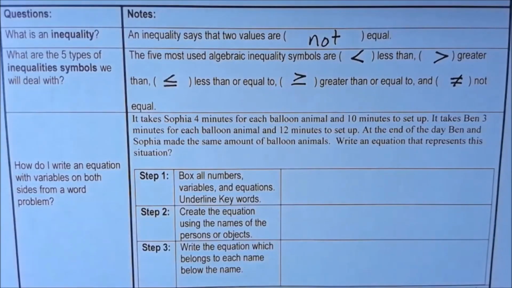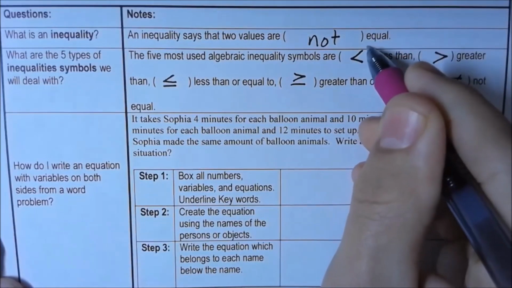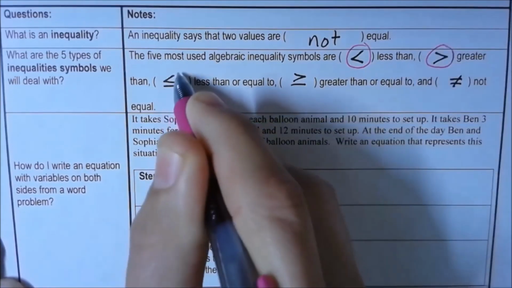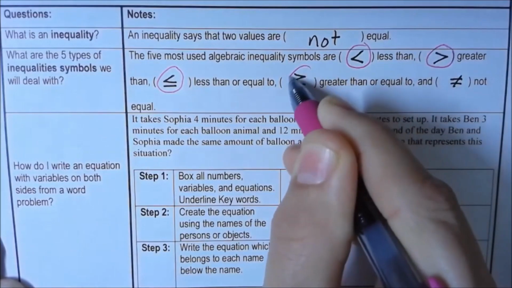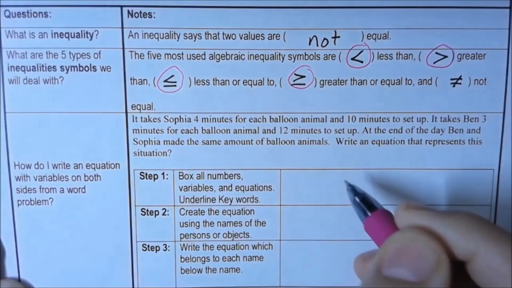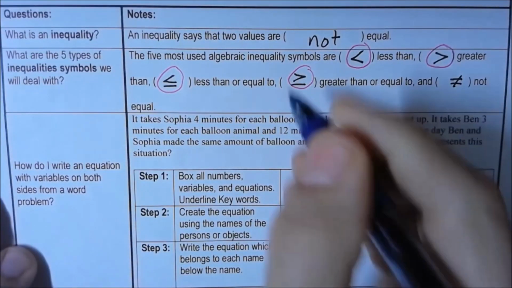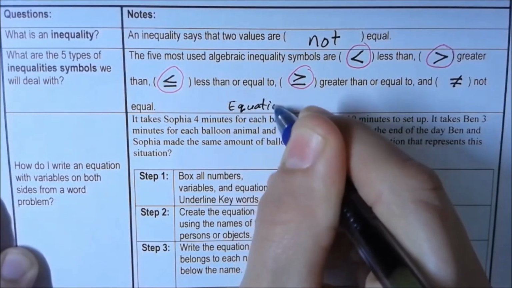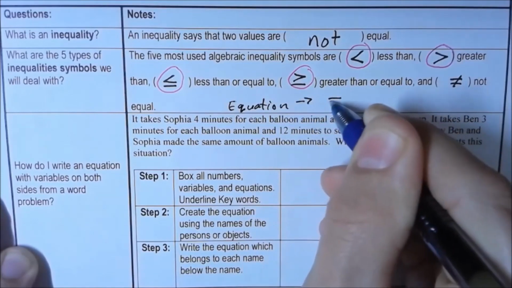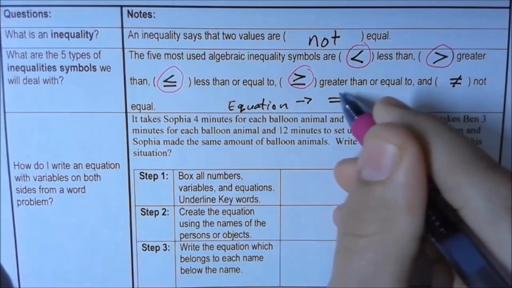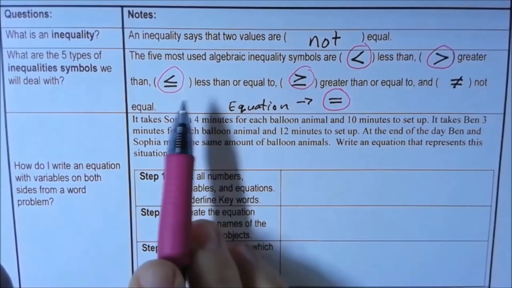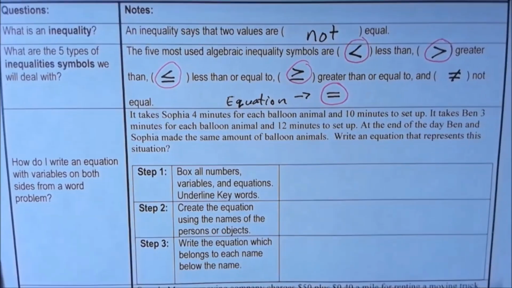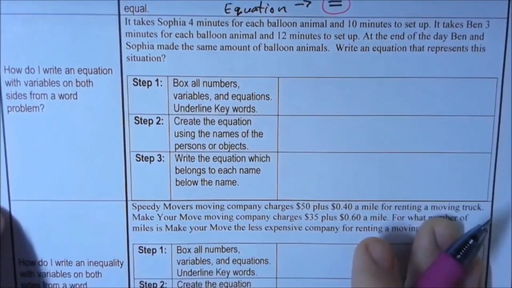Now, here in this class, for what we're doing today, we're really only going to be using less than, greater than, less than or equal to, greater than or equal to, or we'll be saying that it is an equation. And if it is an equation, we will be using an equal sign. So for this activity, you will use one of these 5 symbols that I've circled.